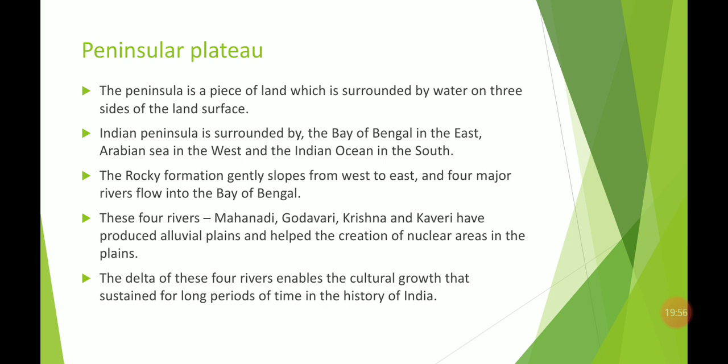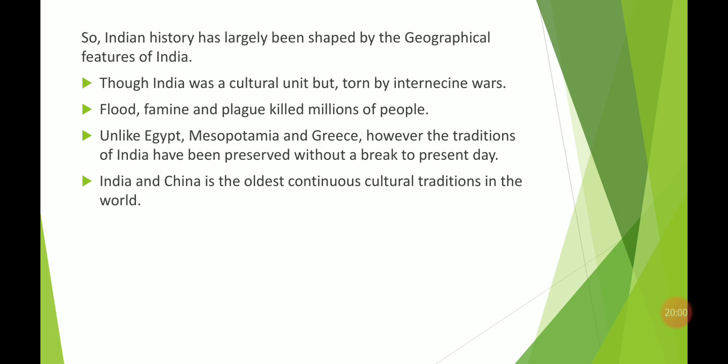Now, let us see the changes that have affected the life of the people during the ancient time as well as medieval time. So, for most of its history, India, though a cultural unit, was torn by internecine war. Internecine war means civil war. It means the kings who were living in the same areas fought with each other, and due to that many people were killed. Many people were affected by it, as well as by famine, flood, plague. These kinds of epidemics occurred in those areas, and millions of people were killed.